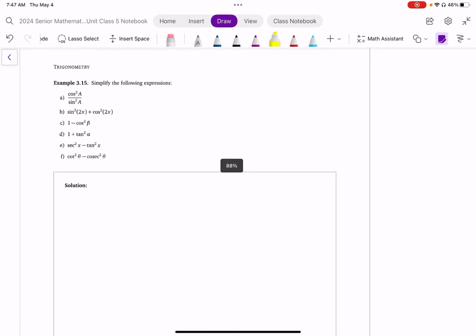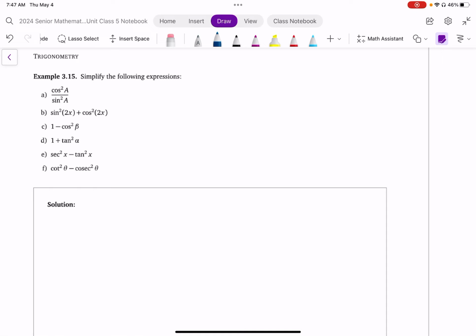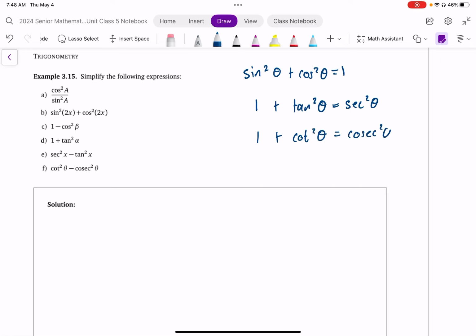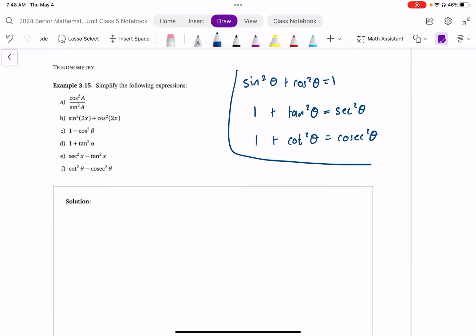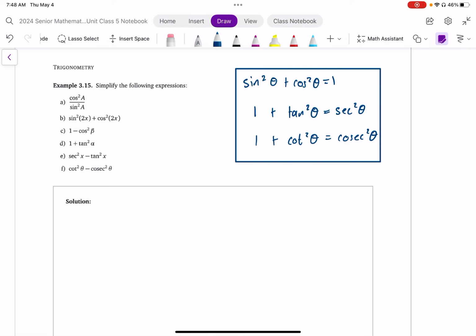Okay, so now we've got our three trig identities. So I'll write them out here so we've got them easy to see. Sine squared theta plus cos squared theta is 1. I've got 1 plus tan squared theta is sec squared theta. And I've got 1 plus cot squared theta is cosec squared theta. Fantastic. We're going to use those three results to help us simplify some expressions.